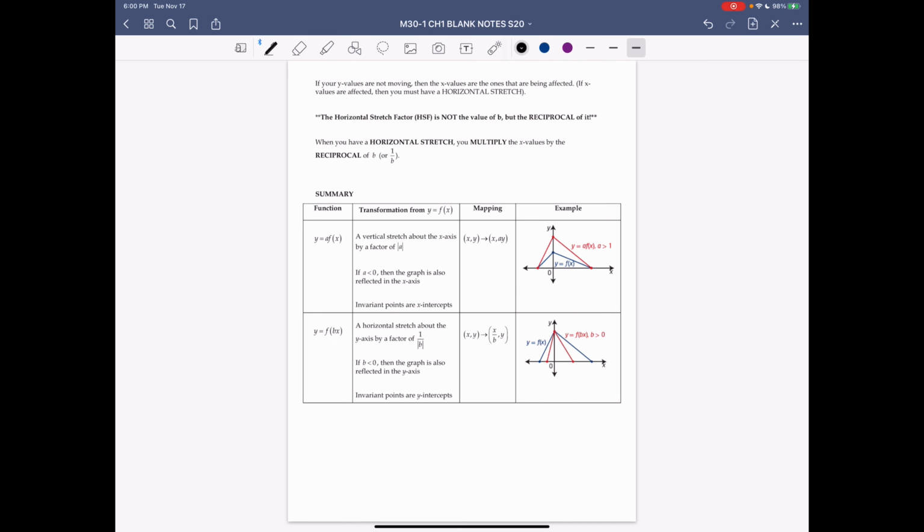If your y values are not moving, then the x values are the ones that are being affected. If x values are affected, then you must have a horizontal stretch. The horizontal stretch factor, HSF, is not the value of b, but the reciprocal of it. When you have a horizontal stretch, you multiply the x values by the reciprocal of b, or by 1/b.